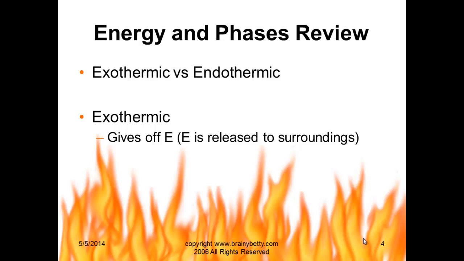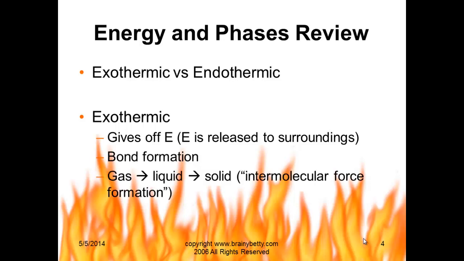Exothermic processes give off energy. Energy is released to the surroundings. One example of an exothermic process is bond formation, because we just pointed out that when bonds are formed, energy is released. You can also describe some of the phase changes as exothermic. When you change from a gas to a liquid, or a liquid to a solid, or even a gas to a solid, we used to say that there were bonds forming.